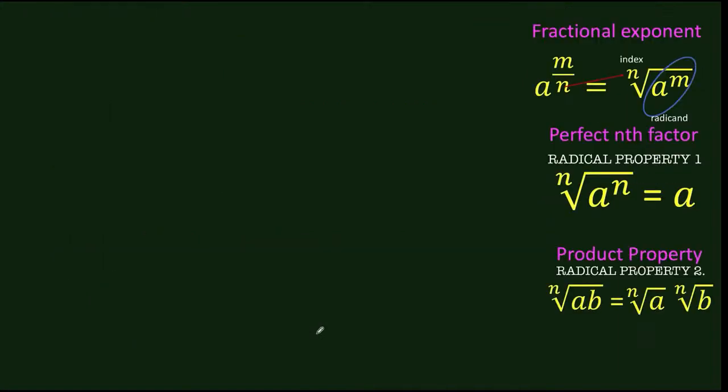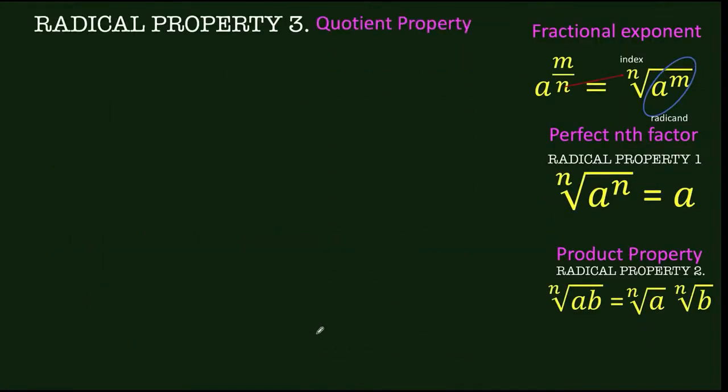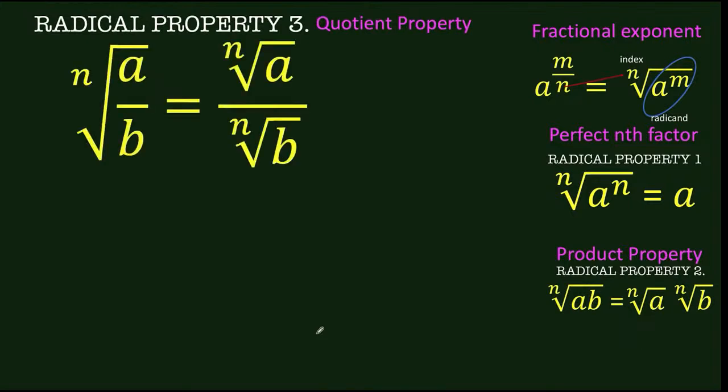Let's remember that property as well, and let's proceed to the last property that we are going to use in this lesson, the quotient property of radicals. When you have the nth root of a over b, that is equal to the nth root of the numerator divided by the nth root of the denominator.